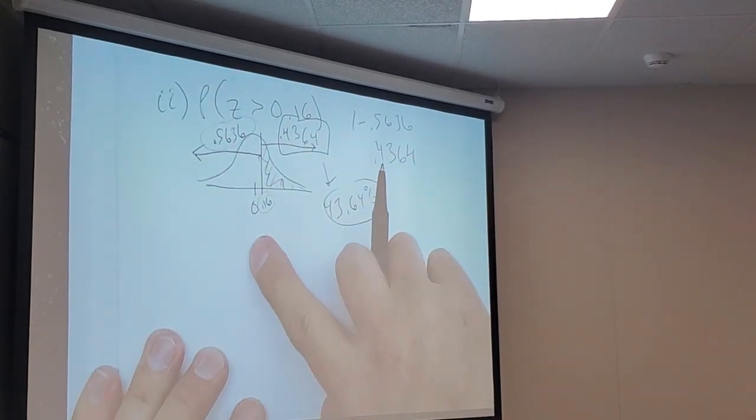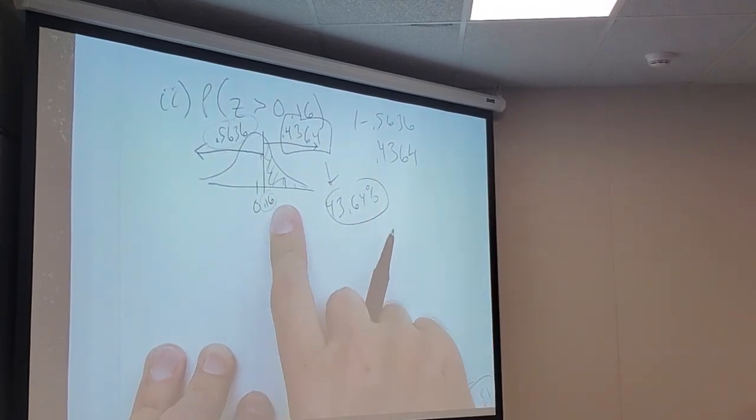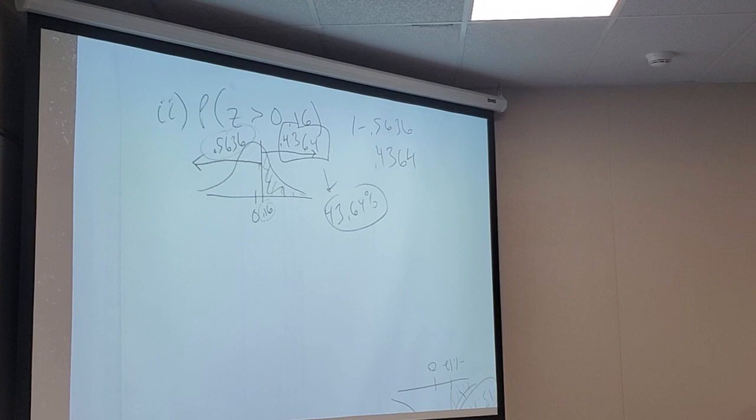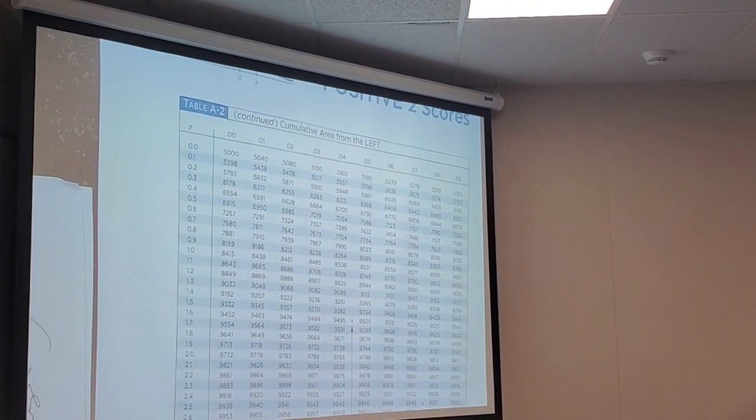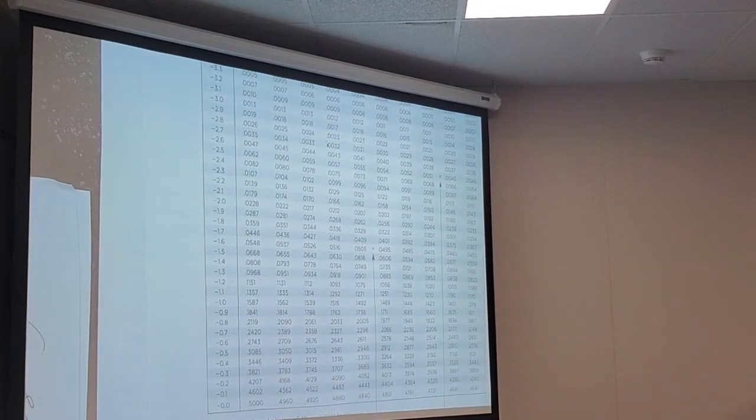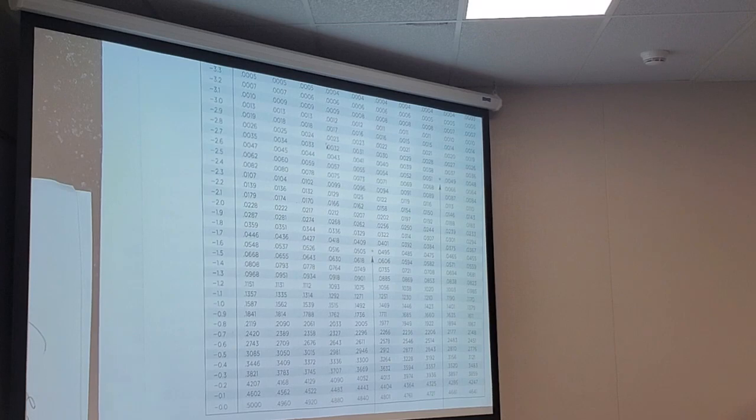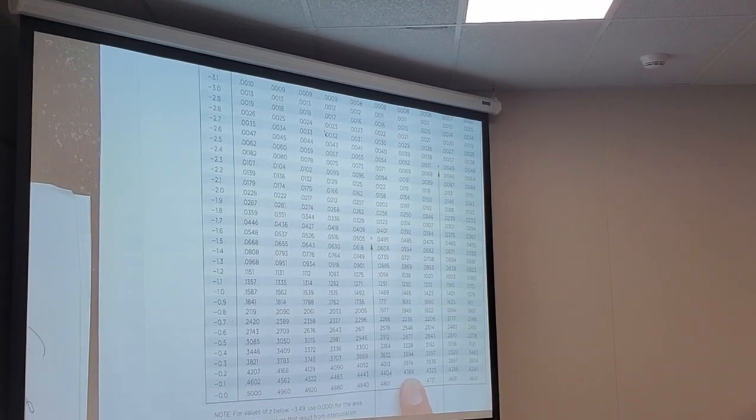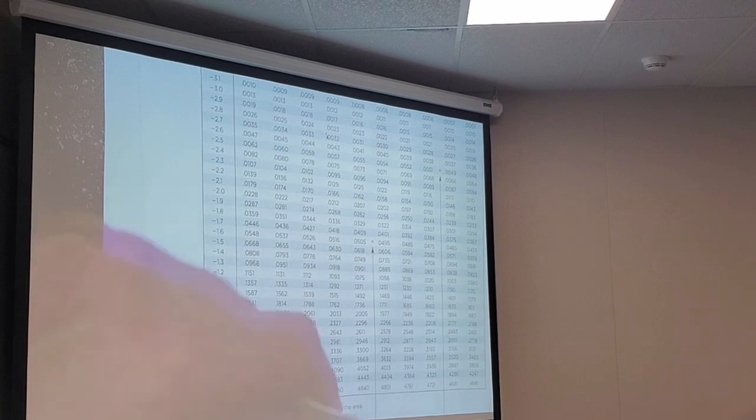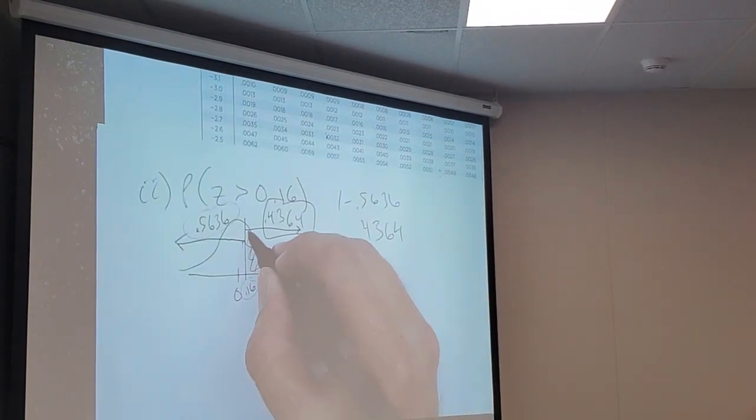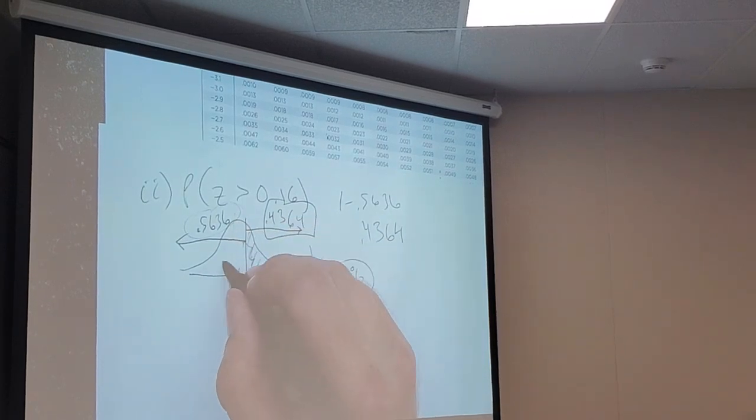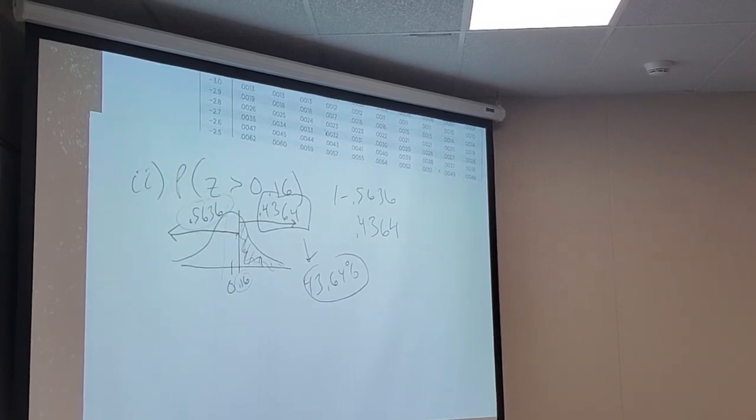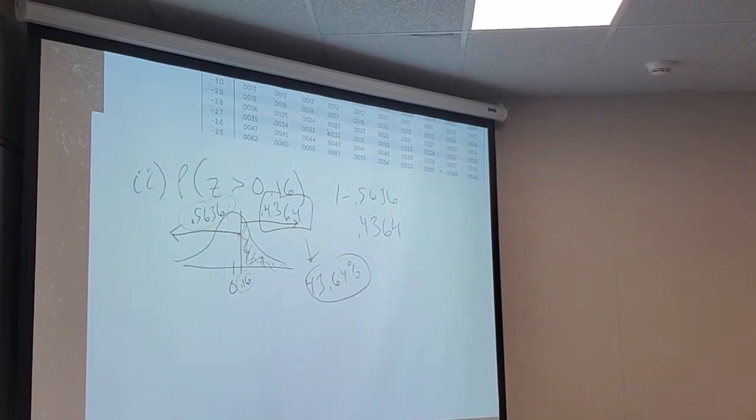So if heights are normally distributed, what's the probability somebody has a z-score height above 0.16? 43.64%. Now, real quick, look up negative 0.16. Four, three, six, four, right? And real quick, you don't have to understand what I just did because we finished the problem. But isn't the area above this the same as the area below negative 0.16 because of symmetry? So there's a little tiny shortcut there that you never have to use if you don't understand it. It's okay. But there's a little shortcut to some of these problems.